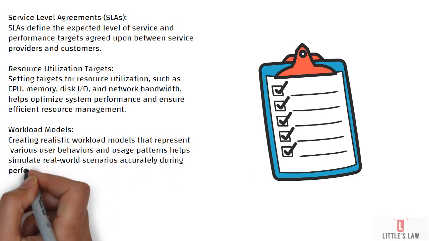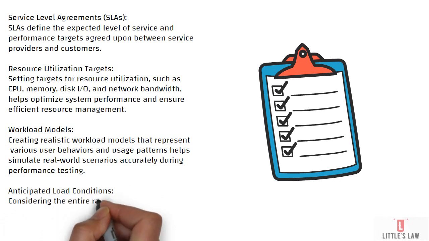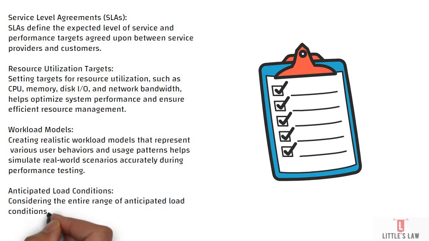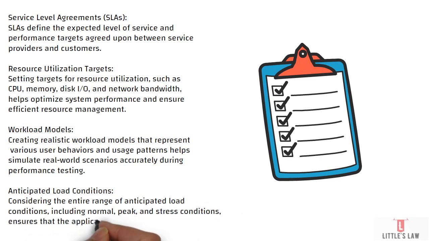And moving on to the sixth key point, which is the resource utilization targets. Setting targets for resource utilization such as CPU, memory, disk IO, and network bandwidth helps to optimize the system performance and ensure efficient resource management. For an example, we aim to keep the CPU utilization below 80% and the memory usage below 70%, not during the normal time, but during the peak load to ensure optimal performance and system stability.